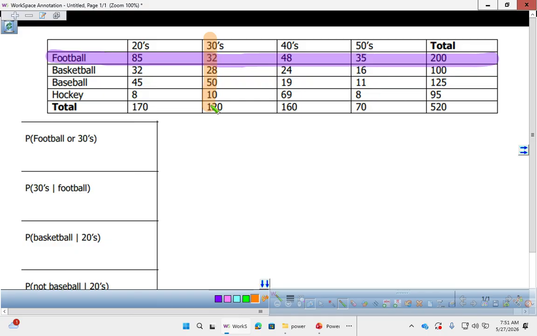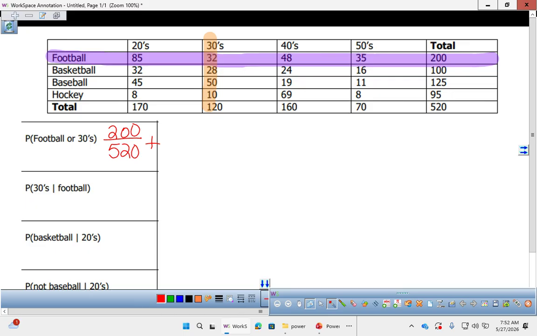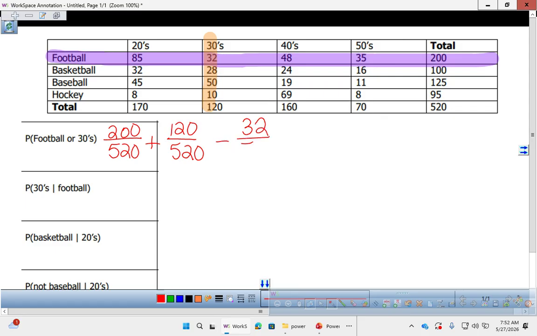So to do overlapping probability, we'll take the total football number. So the total football number is 200 out of the 520 because there's no given line. Plus, we'll take the total 30 number, which is 120 out of the 520, and we'll need to subtract the overlap. The overlap is going to be the place where those two things meet, which is the 32. All of these get a denominator of 520.